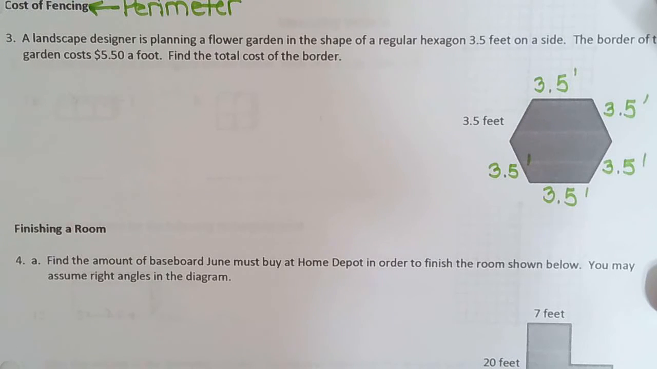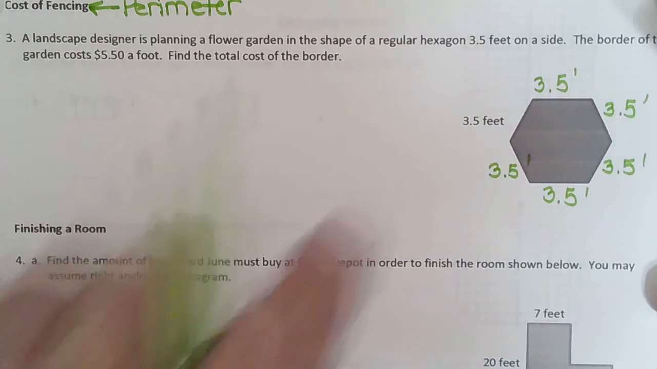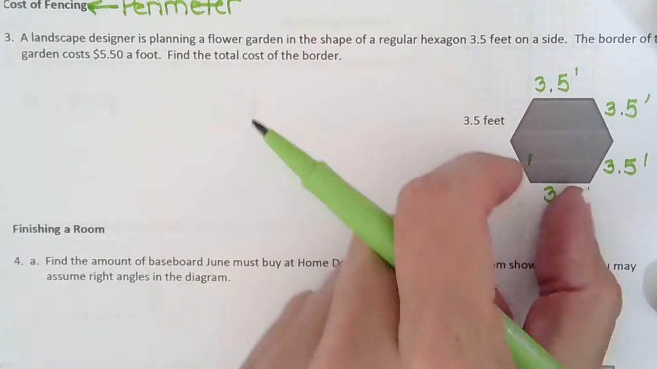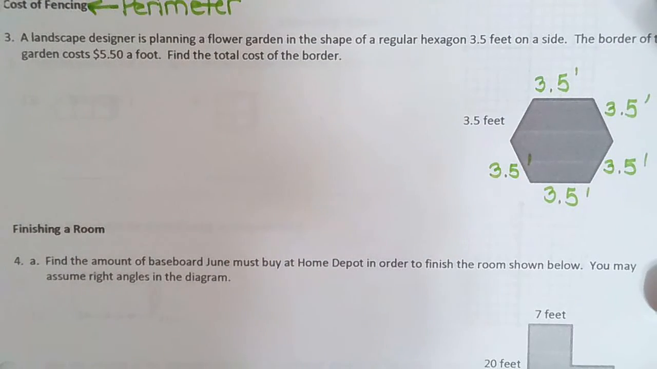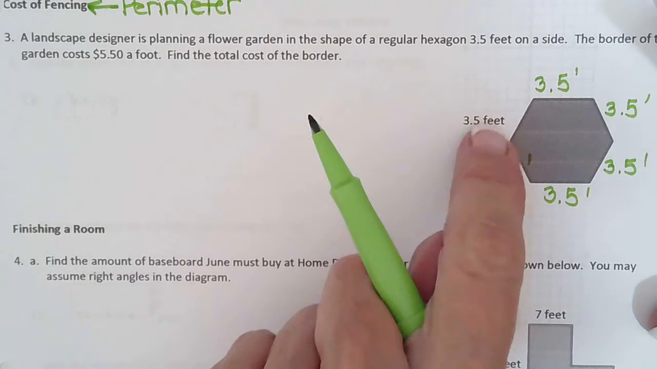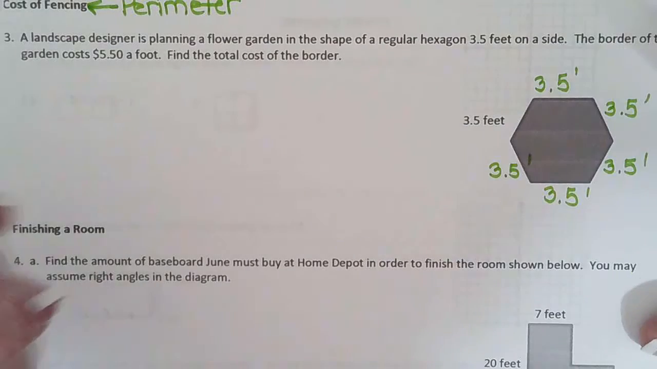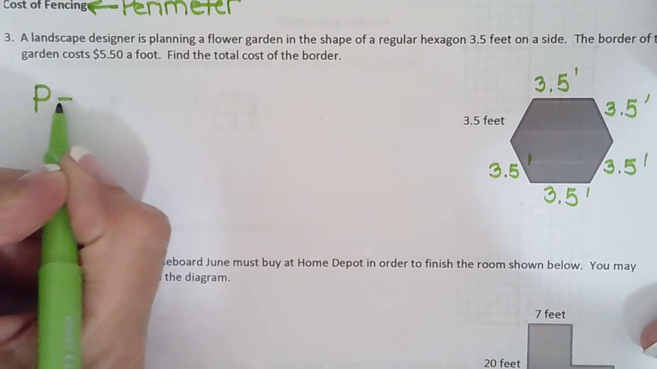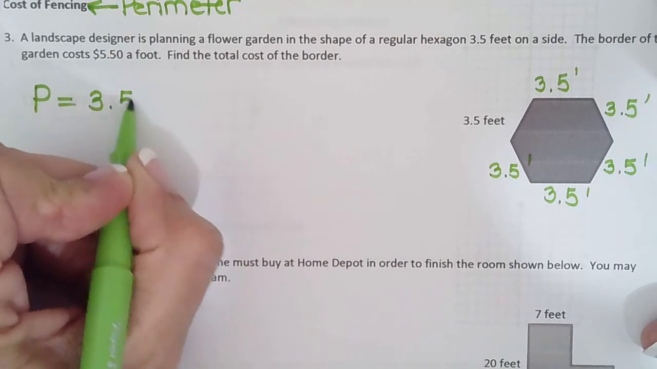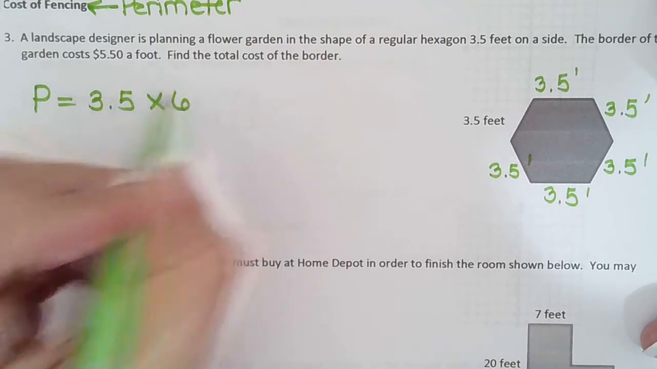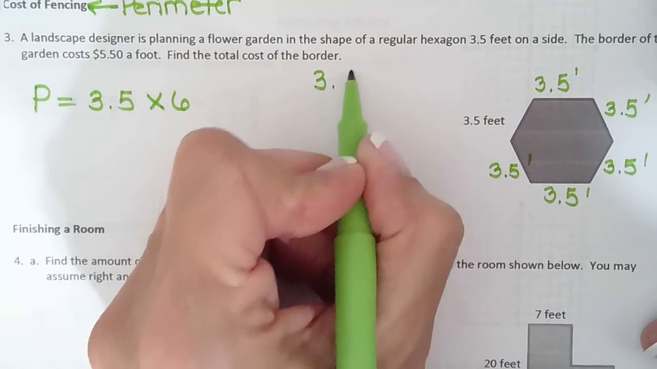3.5 times 6, right? Or I could go 7, 7, 7, and do it in my head. 7 times 3 is 21. But a lot of students probably wouldn't recognize that. But you could also go 3.5 plus 3.5 plus 3.5. That would be the most tedious way. So I would say the easiest way is just to go 3.5 times 6. Come over here and work it out.